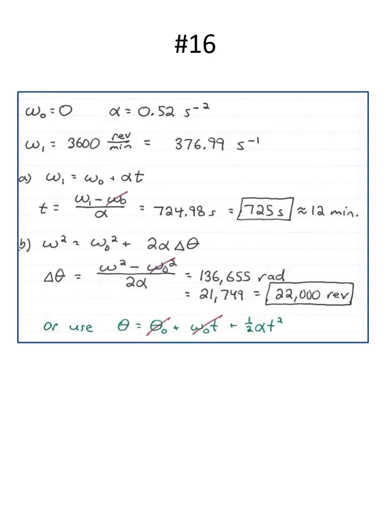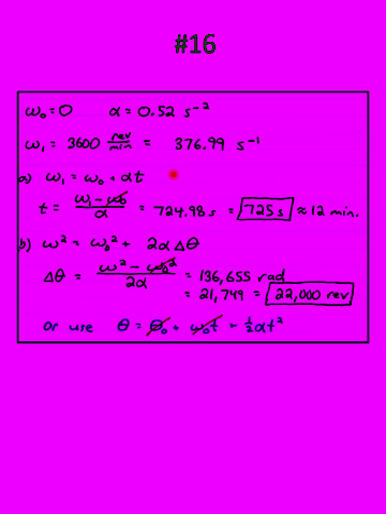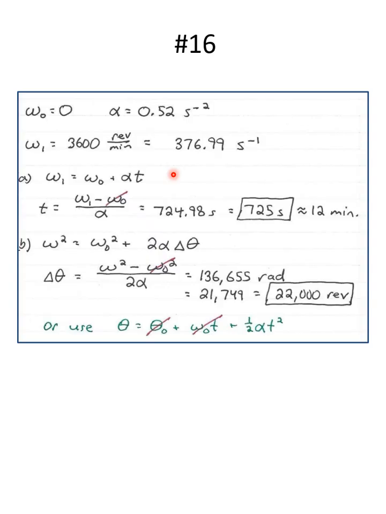Number 16, during startup, a power plant's turbine accelerates from rest at 0.52 radians per second squared. How long does it take to reach its 3,600 RPM operating speed? And how many revolutions does it make during this time? Let's start with the given information. Omega naught is 0. Acceleration is 0.52 radians per second squared. Omega 1, it gives it to us as 3,600 revolutions per minute. But let's turn that to radians per second. So 376.99 radians per second.